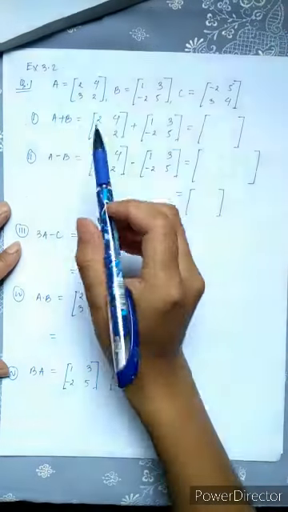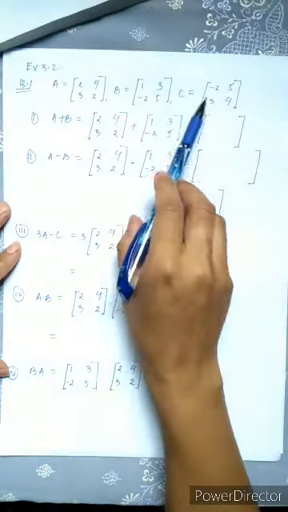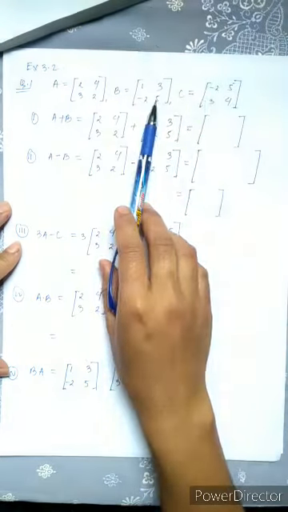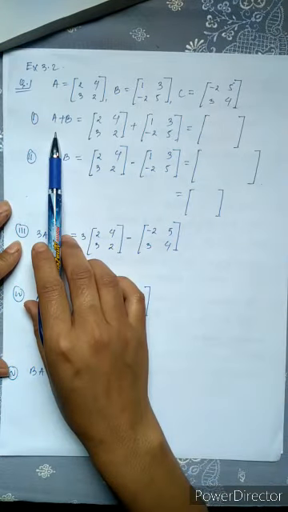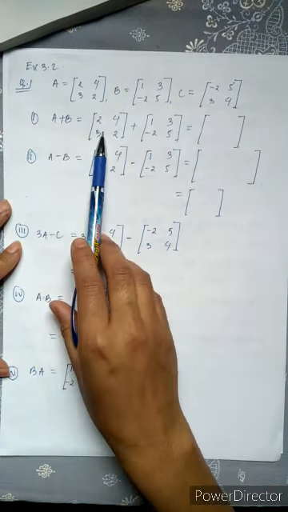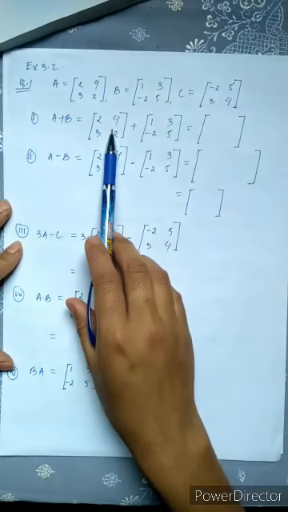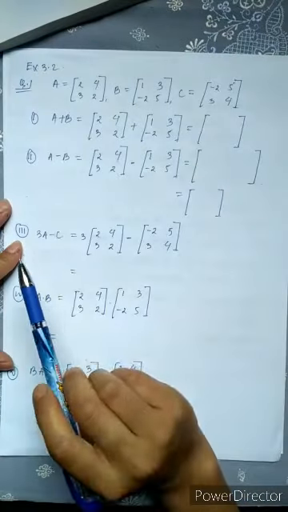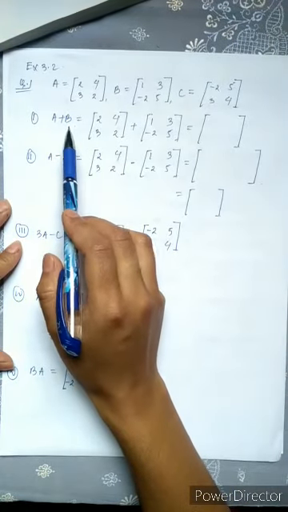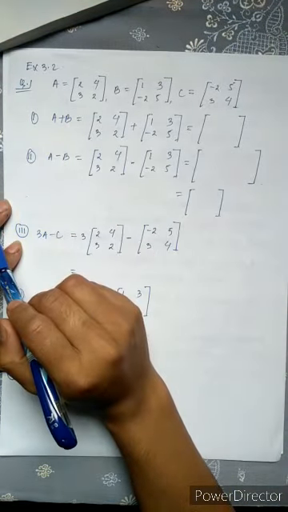Question number 1. Write all the given matrices, matrix A, matrix B, and matrix C. Roman number 1, find A plus B. Write all the elements of matrix A and write the elements of matrix B. A plus B means addition of matrix A and matrix B.